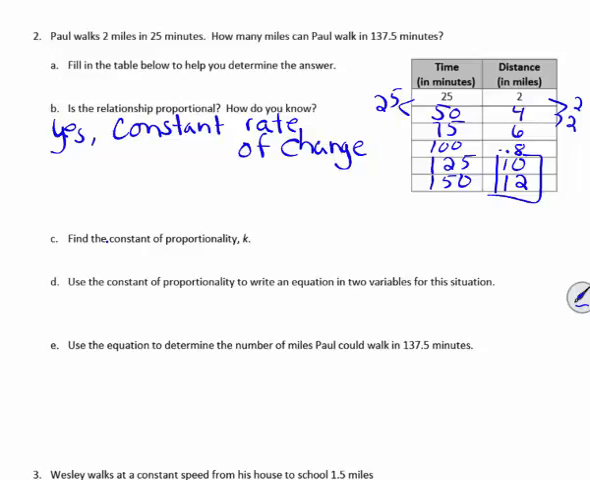So find the constant of proportionality, k. Well, that's where I'm going to do distance, how much is it going up by in y's, over how much it's going up by in x's. It's going up by 2's in y's over 25 in the x's.